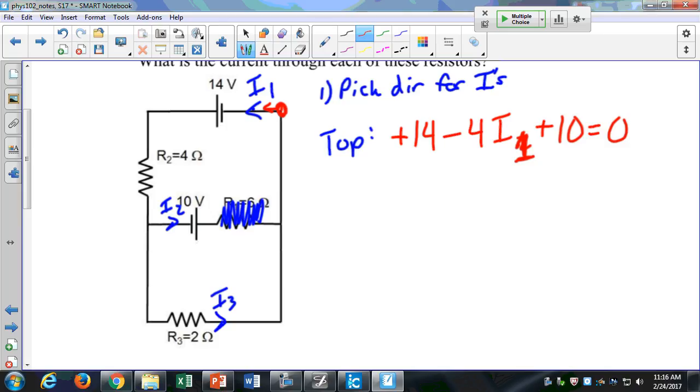Now let's write the bottom loop. And let's just start right here, and we'll go in this direction. Plus 10, plus 2I3, equals 0.